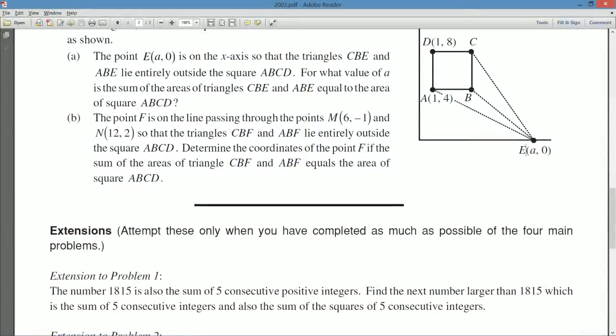So, B. The point F is on the line passing through the points M and N. Okay, so immediately I want to know what is that line. That way I can figure out what F looks like. It'll be X comma some formula in terms of X. So the point F is on that line so that the triangles CBF and ABF lie entirely outside the square. Okay. Determine the coordinates of the point F if the sum of the areas of the triangle CBF and ABF equals the area of the square. Alright, so very similar thing, except our point is not lying on the x-axis. It's going to have some other formula.